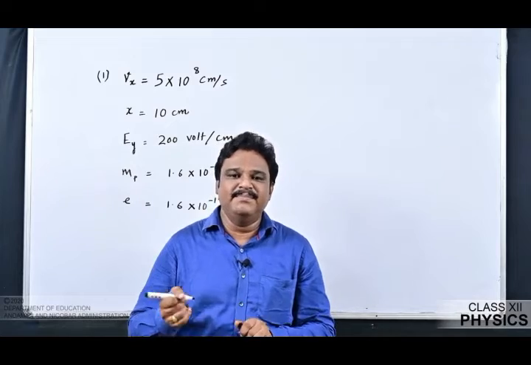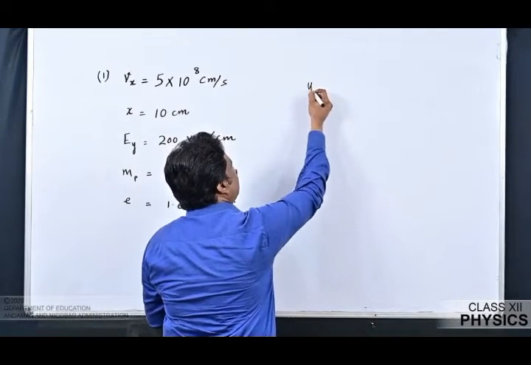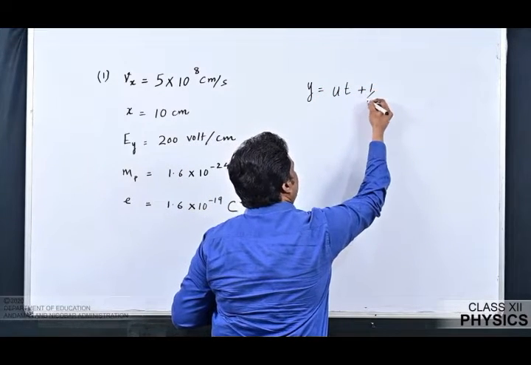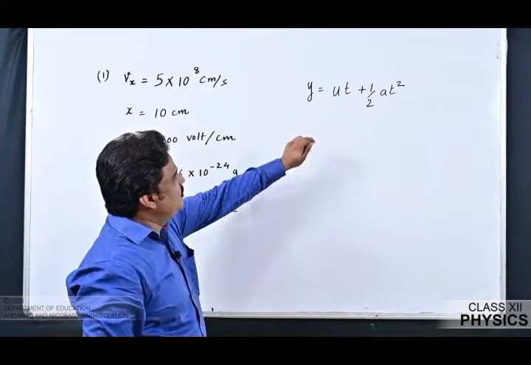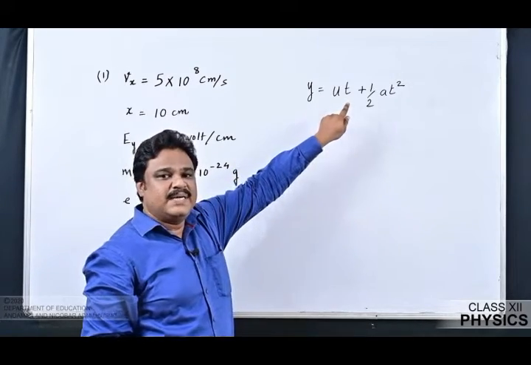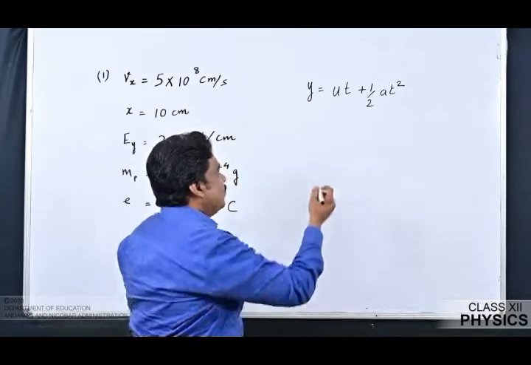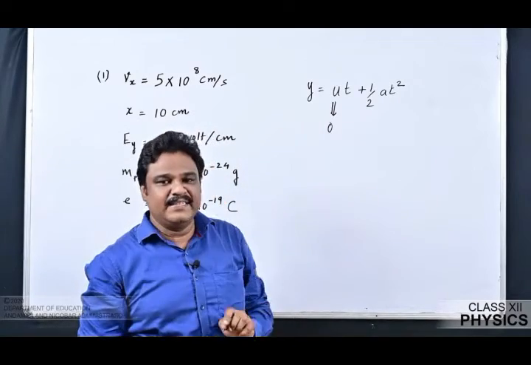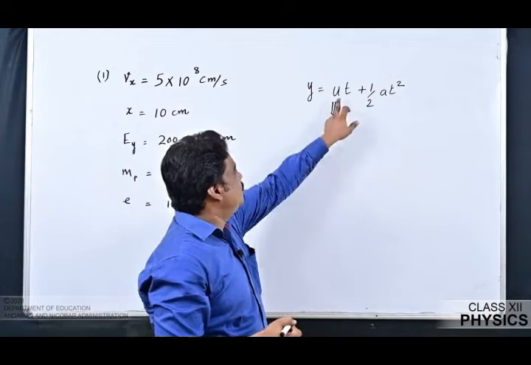So let us start from the basic equation of motion. What is the basic equation of motion? y is equal to ut plus half at square. Let us check all the values. y is the desired thing that we want to calculate. The charged particle does not have an initial velocity along y-axis, so I can assume this value to be 0. Once again, the charged particle does not possess initial velocity along y-axis and therefore u will be 0.